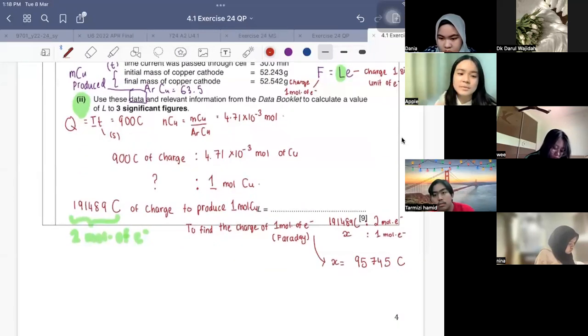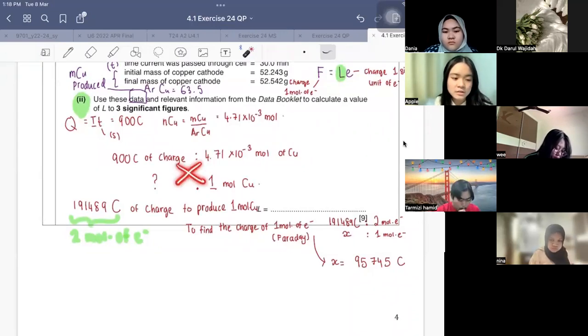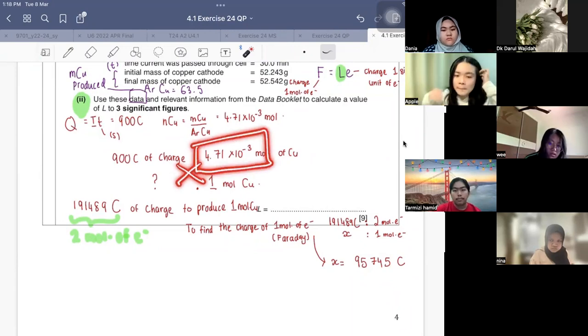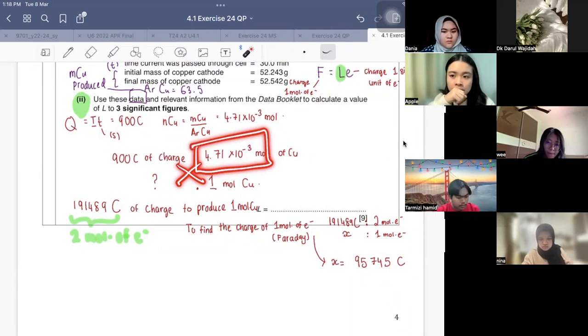How did you get 191,489? That is from here. If I use 900 coulombs of charge, I get 4.71 times 10 to the power of minus 3 mole. But I want to know how much charge I need if I want to produce 1 mole of copper. So that's where I get it.